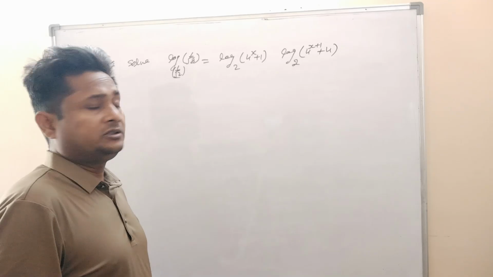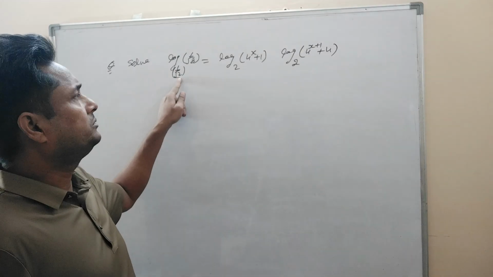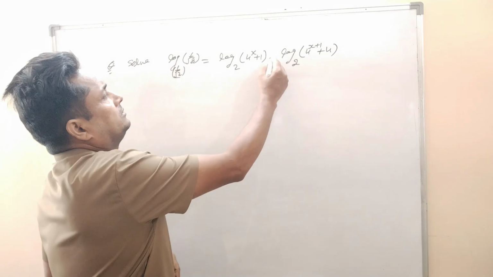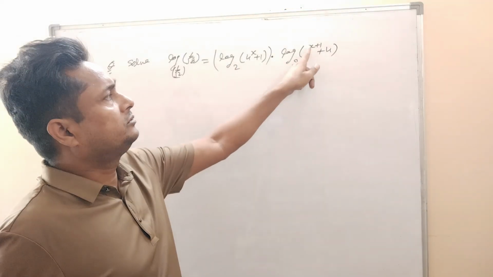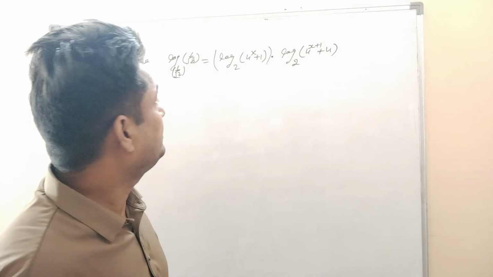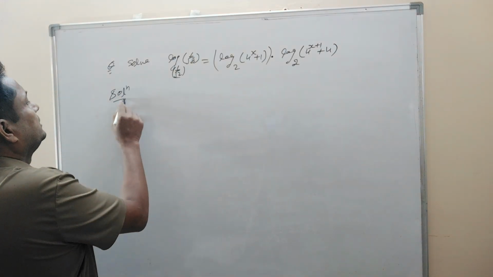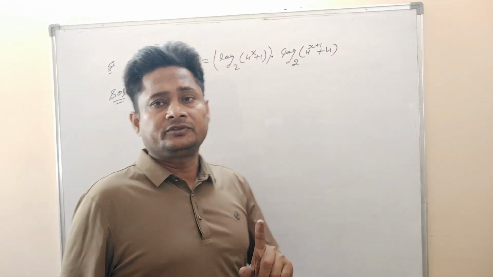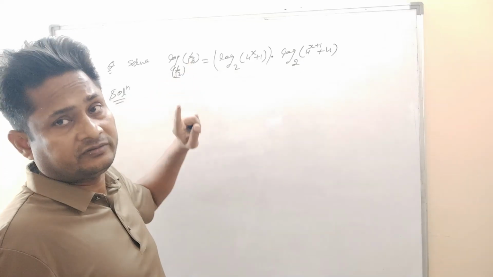Now let's solve this question. Log of 1 by root 8 base 1 by root 2 is equal to log of 4 to the power x plus 1 base 2 into, these are given in product, into log of 4 to the power x plus 1 plus 4 base 2. Then this is the given value. So we can simplify. How will you solve this question? These are given in terms of base 2. So we can make these values in terms of base 2.